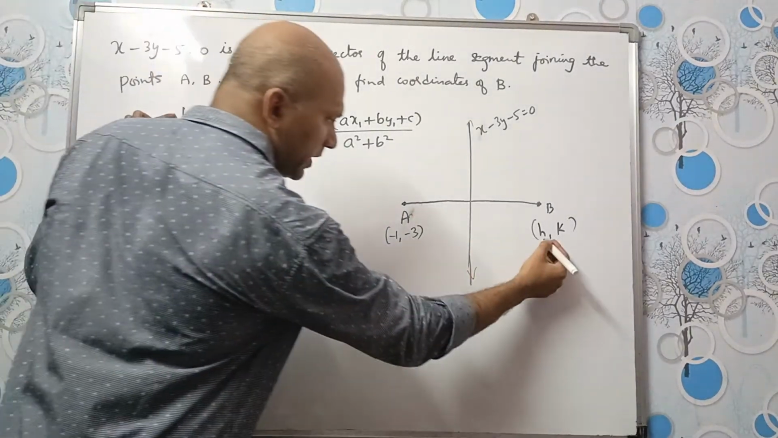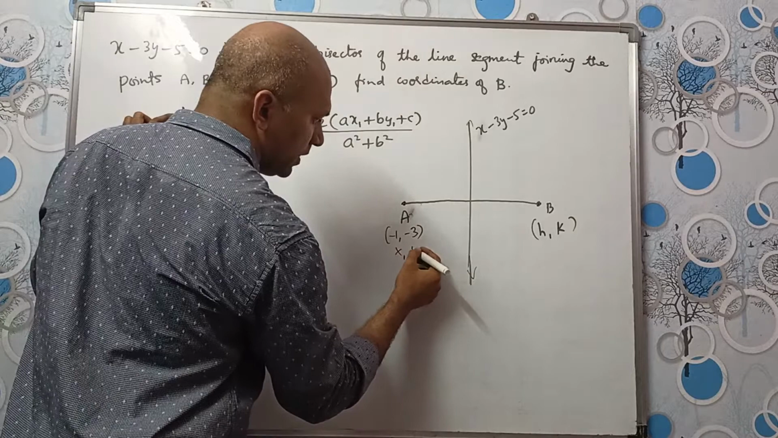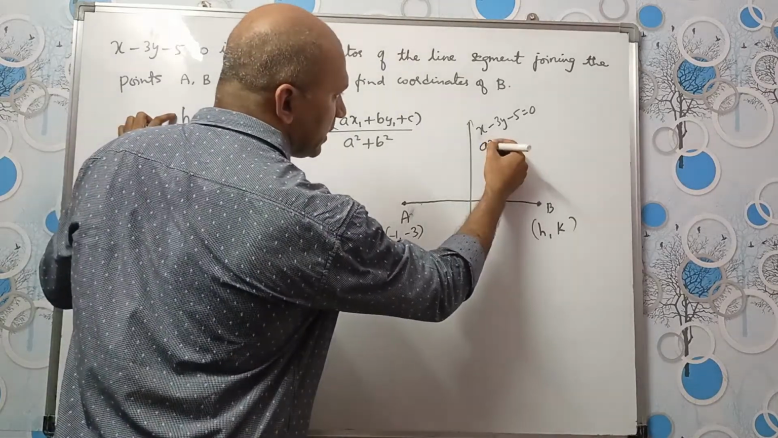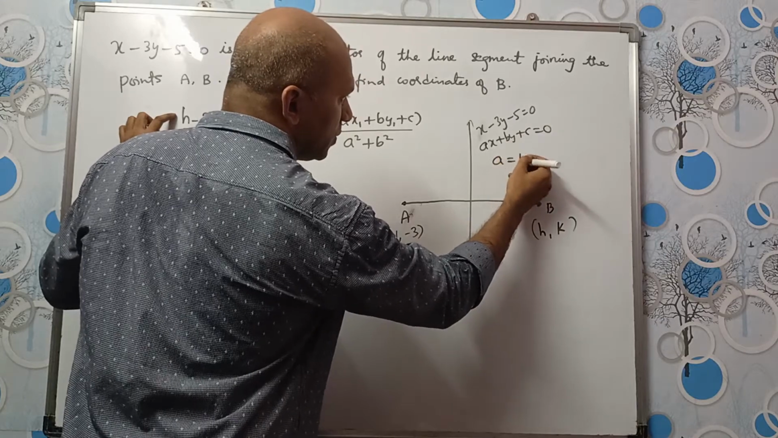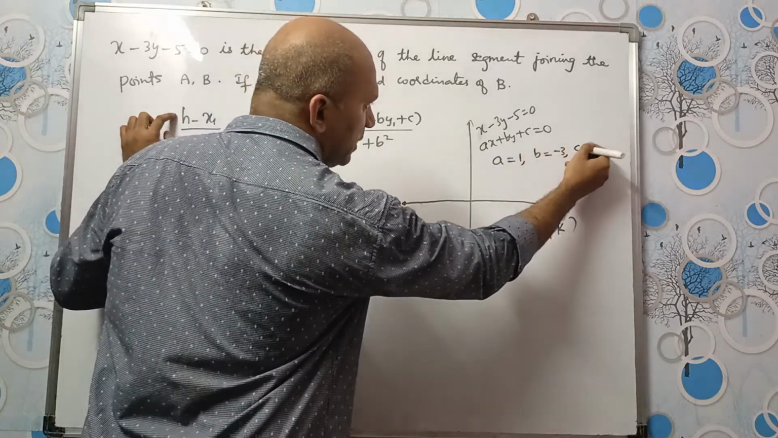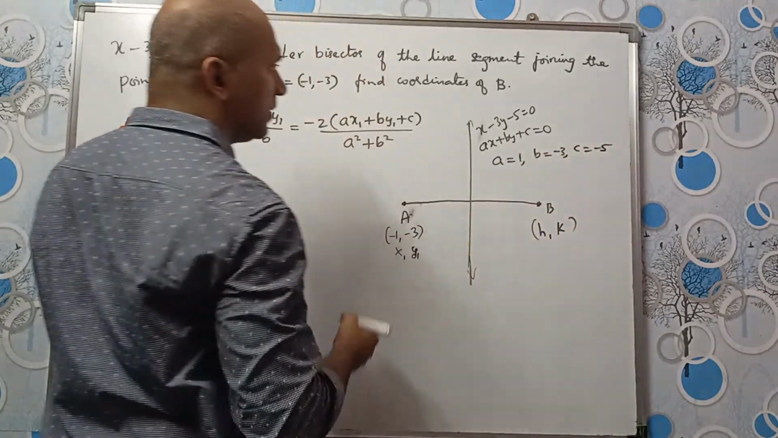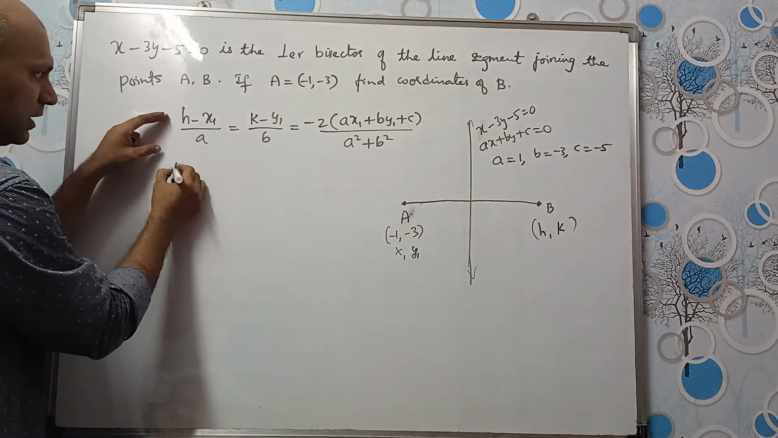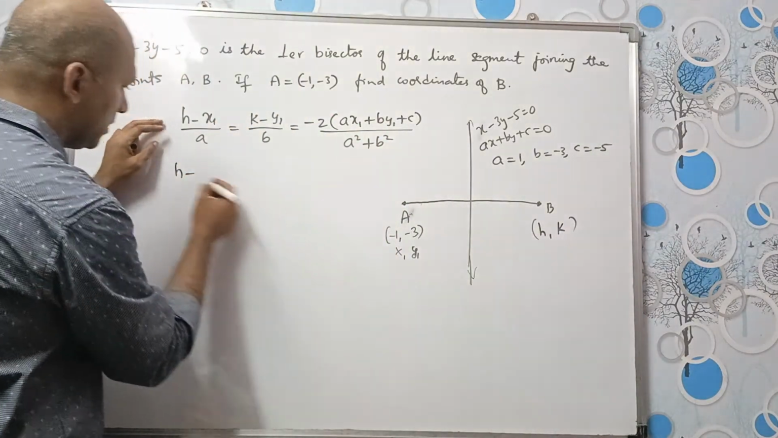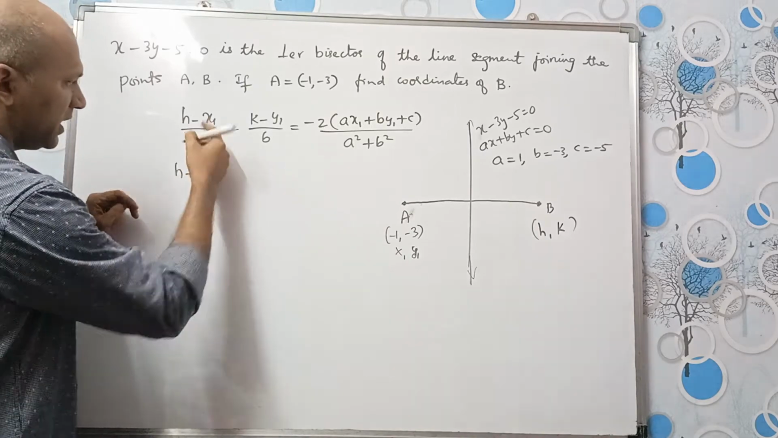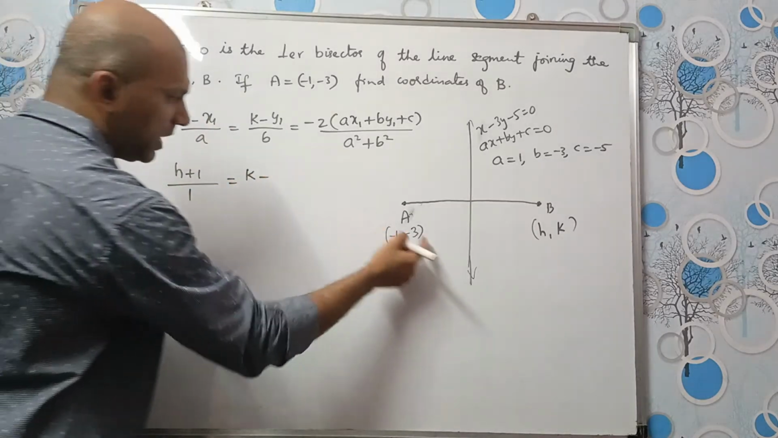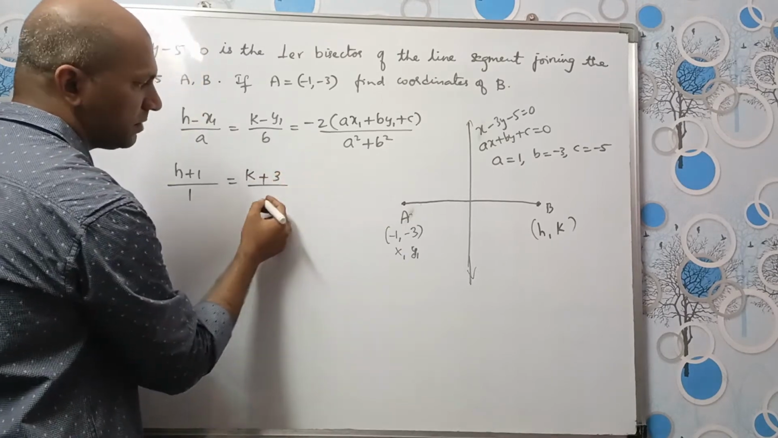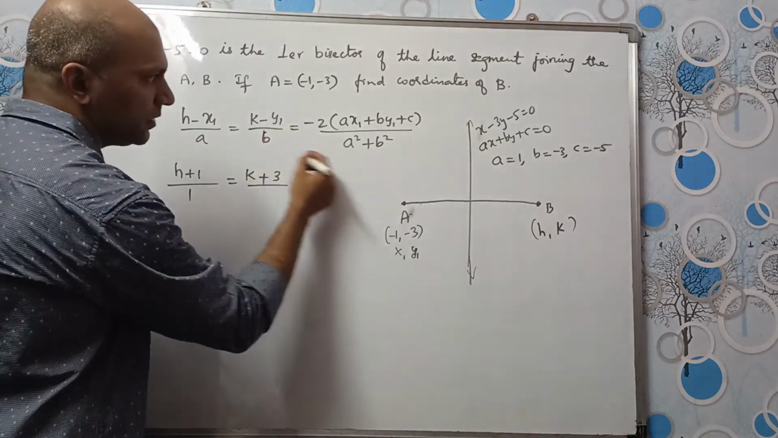So h comma k, this is x1 y1. Okay, and this is ax plus by plus c equal to 0. So a is equal to 1, b is equal to minus 3, c is minus 5. So let us substitute these values here. h minus x1, minus of minus will become plus. a is 1, is equal to k, minus of minus 3 is plus 3, divided by b. What is b?